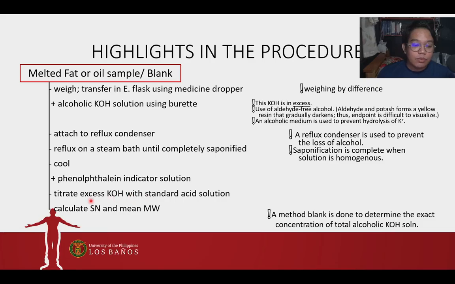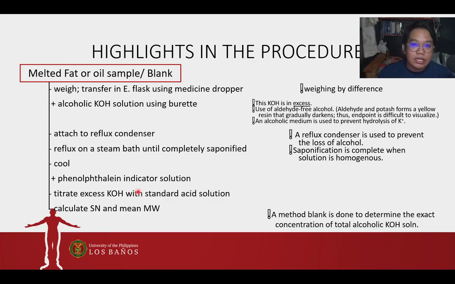Then lastly, we will calculate for the saponification number and the mean molecular weight using the data that we can gather through the whole process. Okay? Then after which, you have to do method blank. So yung method blank ay basically same ng ating sample pero walang sample. Okay? So instead na may melted fat ka dyan, alcoholic KOH lang yung ating meron doon sa method blank.